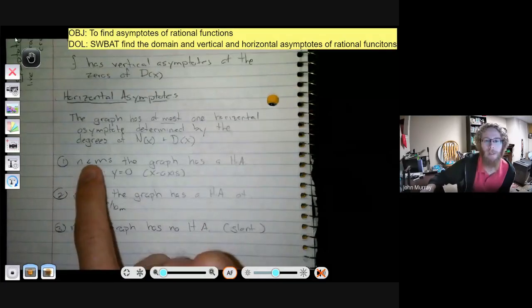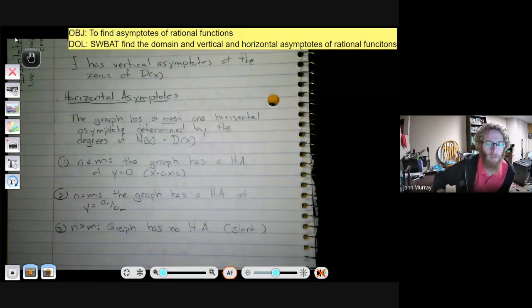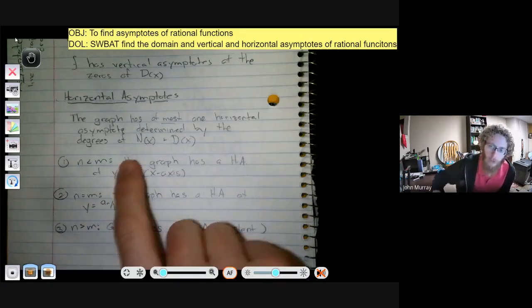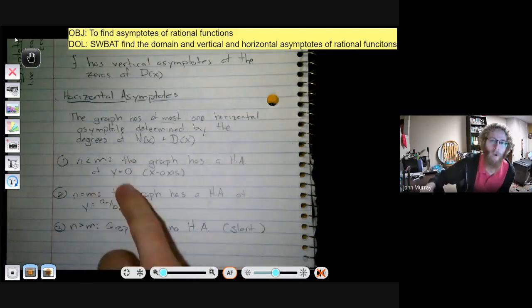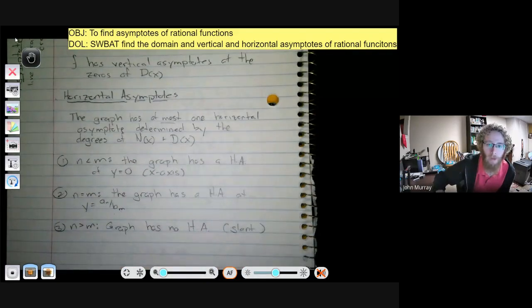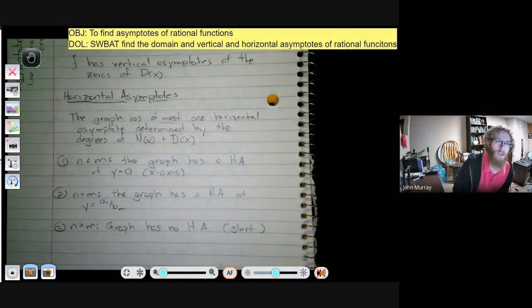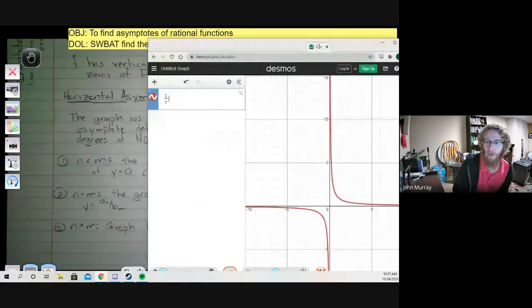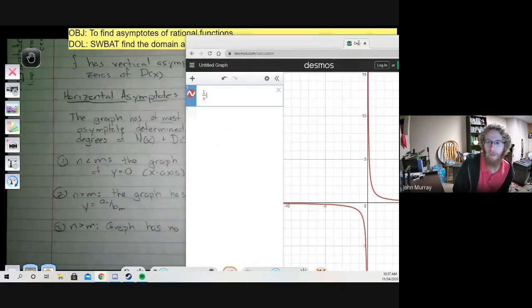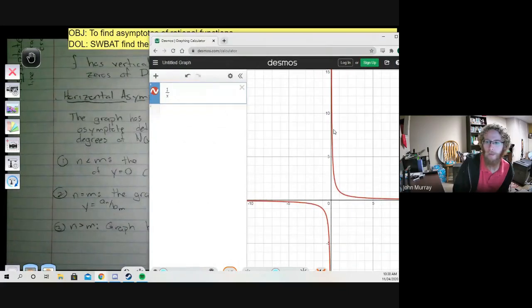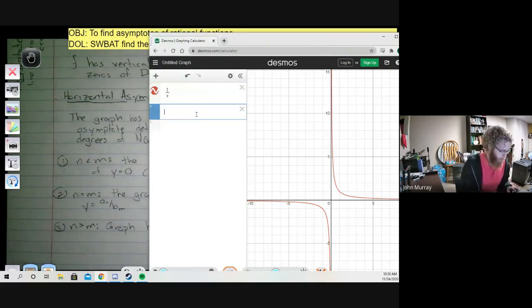If the numerator degree is less than the denominator degree, there's nothing involved. You just say that the graph has a horizontal asymptote at y equals 0. And that's what we saw yesterday with our graph. Let me bring it up. One over x: the degree of 1 is 0, there's no x term. The degree of the bottom is 1. So here we have our vertical asymptote at x equals 0.